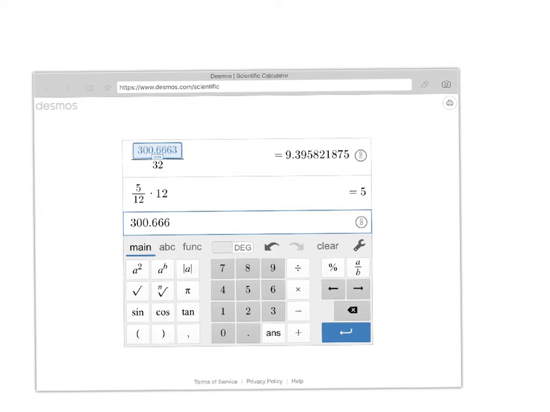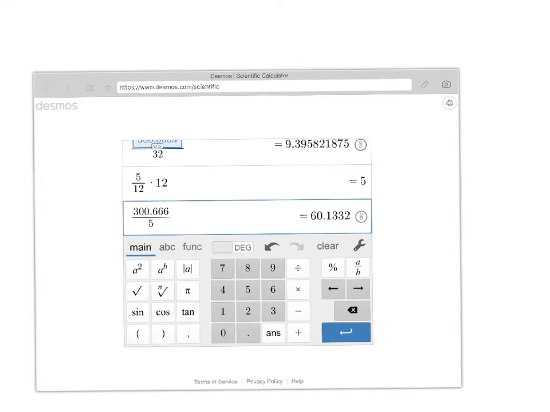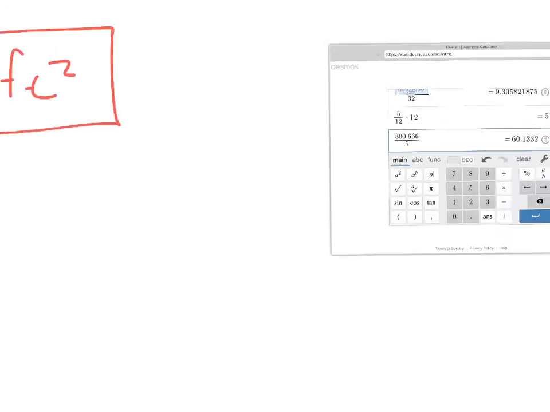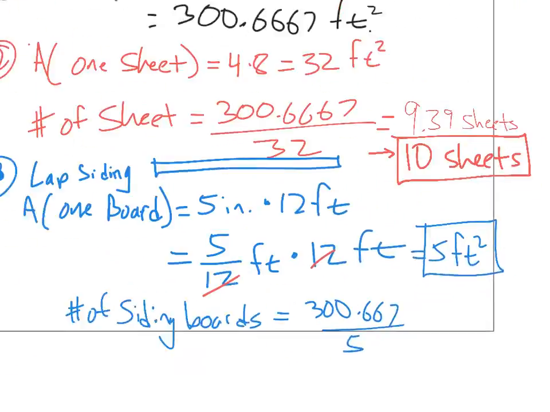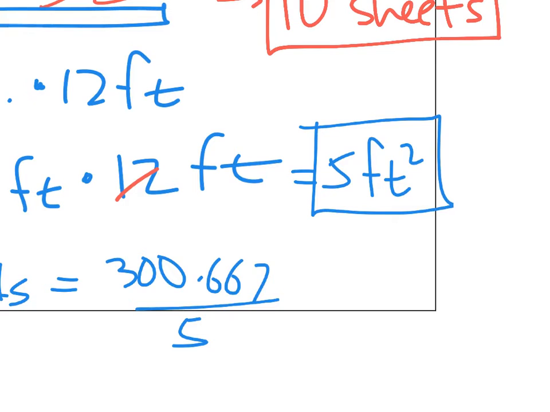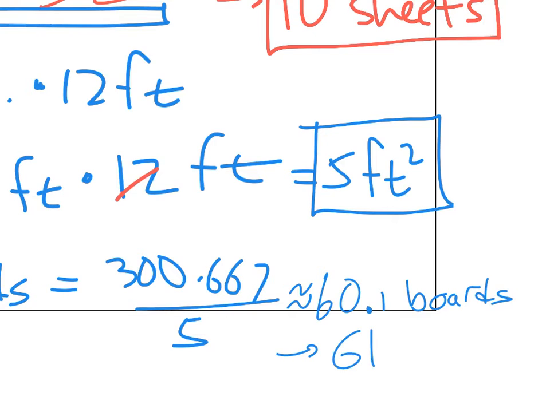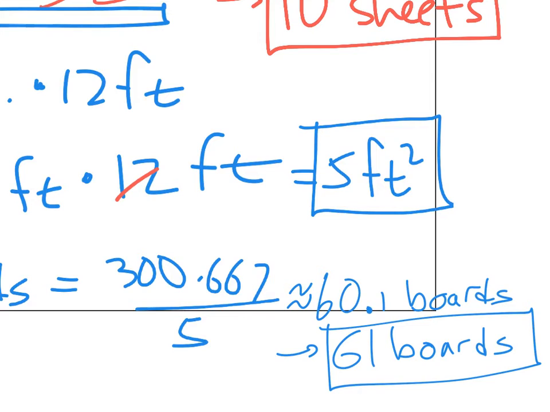Okay, divided by 5. And so we need 60.132 boards. Again, you can't buy 1.132 boards, so we're going to need to round that up. So this is about 60.1 boards, but we're going to round that up to 61 boards because you've got to buy a whole number of boards. Okay, it's called discrete numbers. All right, so that's the idea.